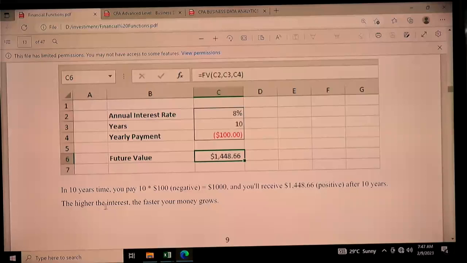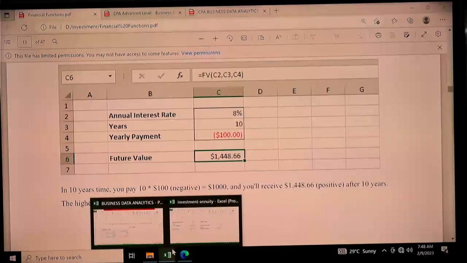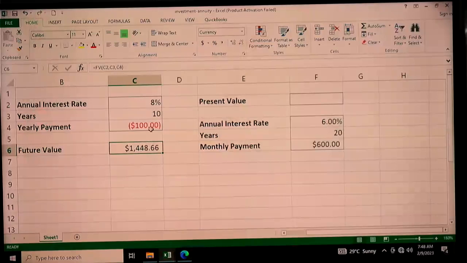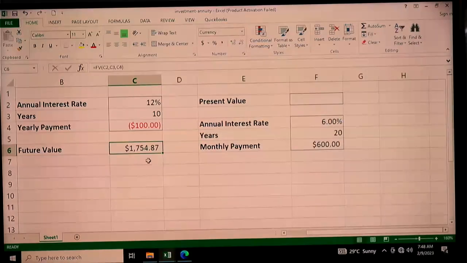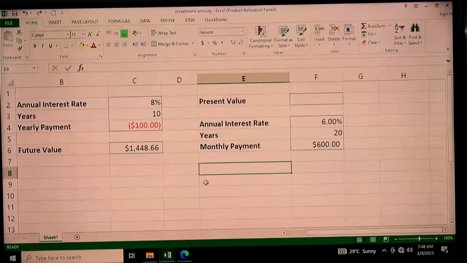So you realize that the higher the interest, the faster your money grows. If you are given a higher interest, then your money will have grown much greater than this. So if we increase the rate, for example, we say our rate was 12%, then at the end of our investment the value will be higher. So the higher the interest, the higher the future value. That is how you compute the future value, the first function that you compute here.